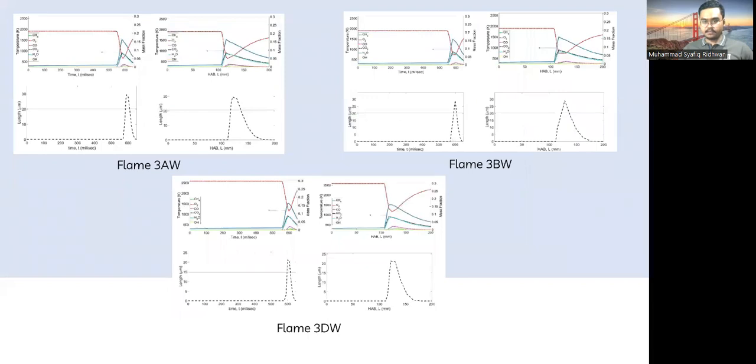The best particle path, which can grow CNT with the highest length, is particle 3 compared to the other particles that I presented before. So particle 3 is chosen to be analyzed further for the other flame configurations. From the results obtained, it can be concluded that increasing the oxidizer will affect the CNT length produced.